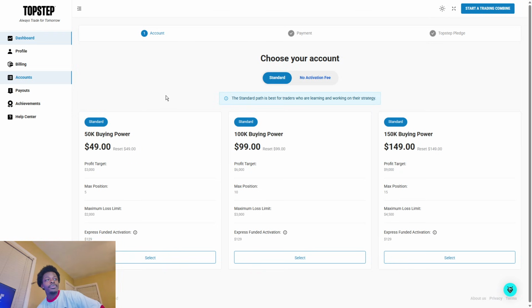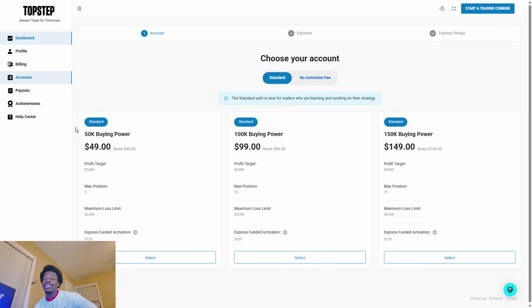So as you can see, the standard accounts, aka the original accounts that they've already been selling, there's three different accounts: 50K, 100K, 150K. Same pricing that they're doing: $50 for the 50K, and $100 for the 100K, and $150 for the 150K.